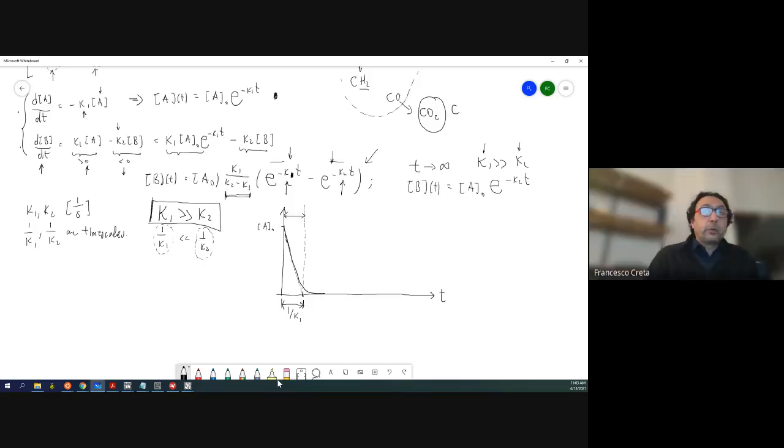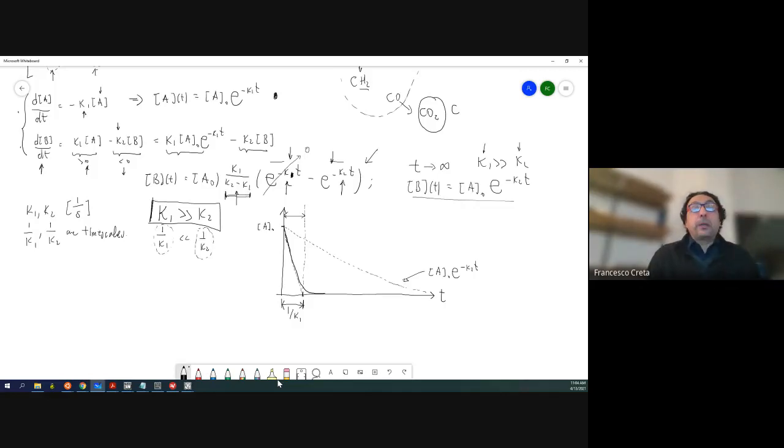So this will very rapidly go to 0. This term here will be minus 1, and so this is what you have. Eventually, you have this situation here. So we can draw this asymptotic behavior, A0 e to the minus K2 t.